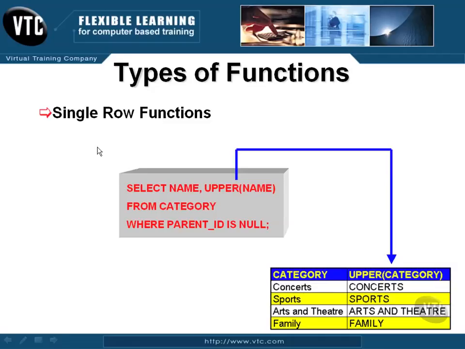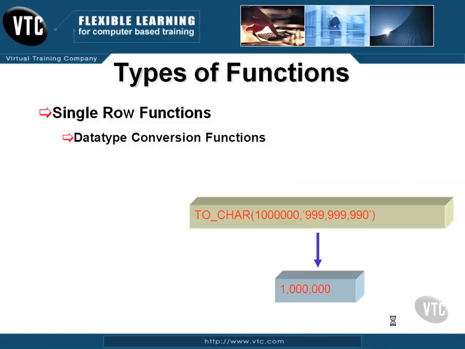So here's a very simple example where we say select name and then the uppercase version of the same name field from the category table where the parent ID is null. So we're simply saying apply the function uppercase to the name field, and as you can see here, the upper category version of the category has everything uppercase: concerts, sports, arts and theatre, and family.